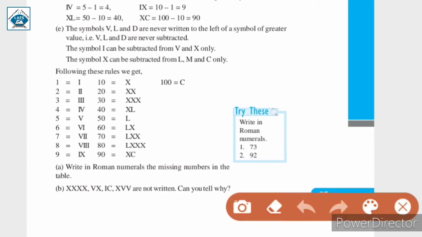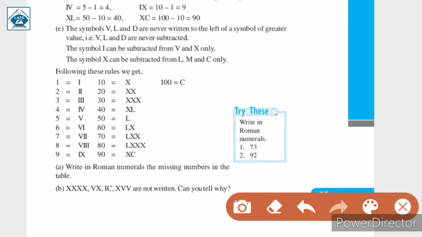So here we have 1, which is equal to I, 2, which is equal to 2 times I, and here we have all the Roman numerals. Until here I have already explained to you. Next we have XX for 20, 3 times X for 30, XL for 40, L for 50, for 60 we have LX. That means 50 plus 10. Here we have LXX for 70.